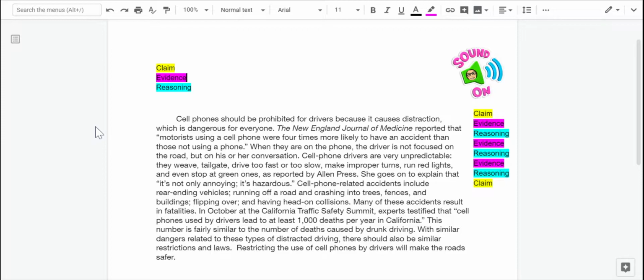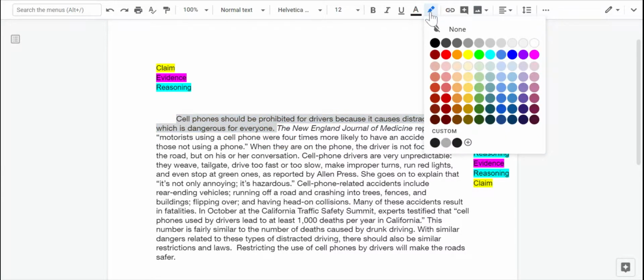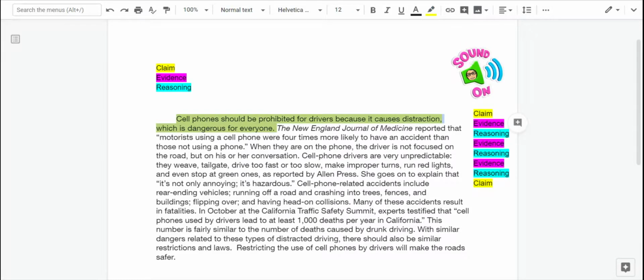It says here, cell phones should be prohibited for drivers because it causes distraction, which is dangerous for everyone. I'm going to highlight that. And yeah, I'm going to say that's not a fact. That's somebody's opinion that we're trying to persuade them to agree with our idea here.